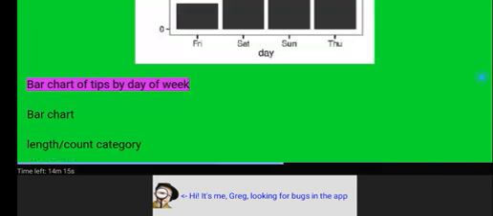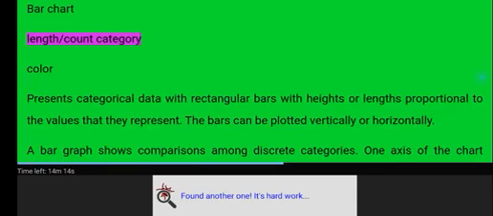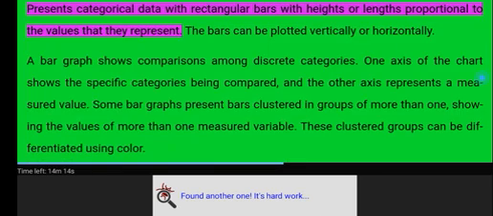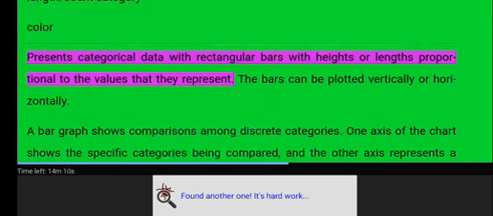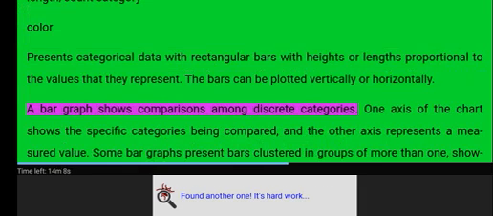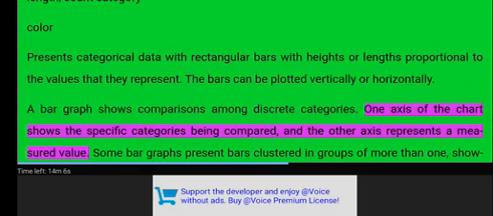Bar chart of tips by day of week. Bar chart. Length, count, category, color. Presents categorical data with rectangular bars with heights or lengths proportional to the values that they represent. The bars can be plotted vertically or horizontally. A bar graph shows comparisons among discrete categories. One axis of the chart shows the specific categories being compared, and the other axis represents a measured value.